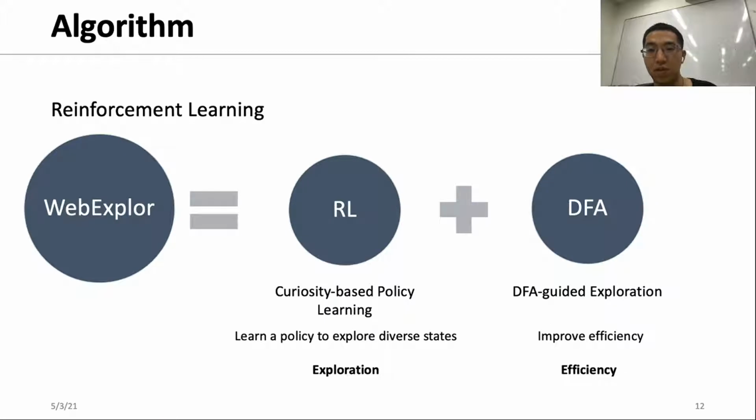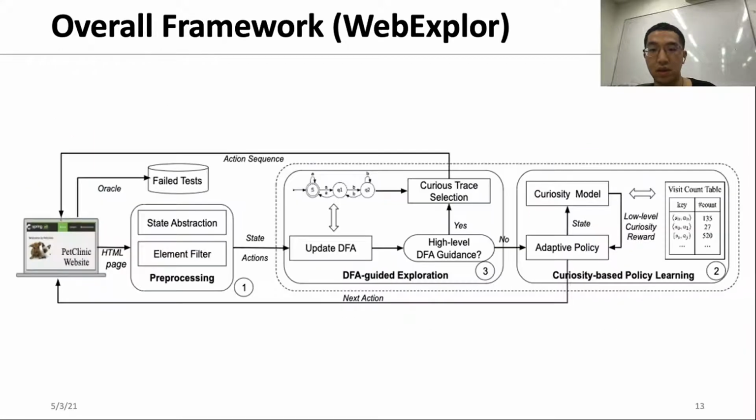To achieve this goal, WebExplor adopts curiosity-based policy learning and DFA-guided exploration, where RL is used to learn a policy to explore diversified states of the web applications, and we adopt DFA to improve the testing efficiency. This figure shows our overall workflow. The input is the web under test. We extract the current HTML page from the web application and feed it into the processing component. This component maps an HTML page to an abstract state.